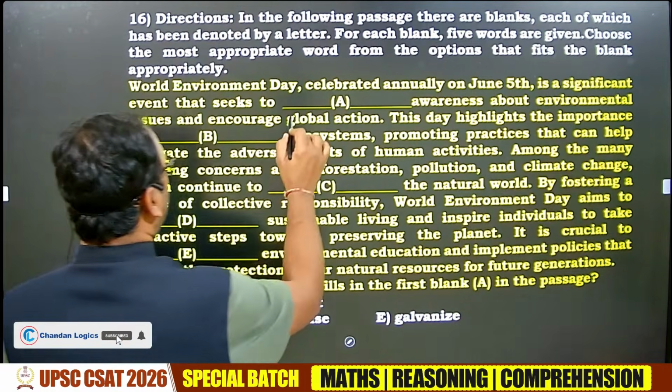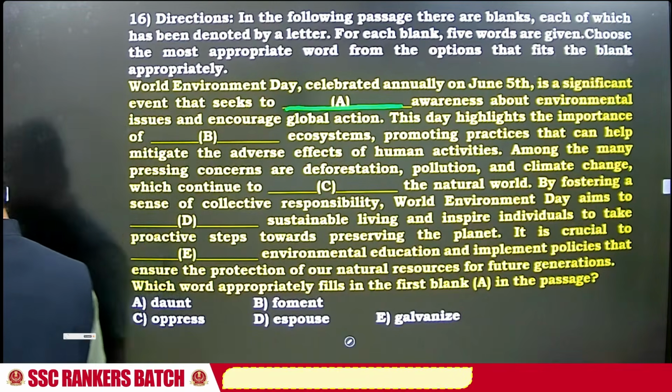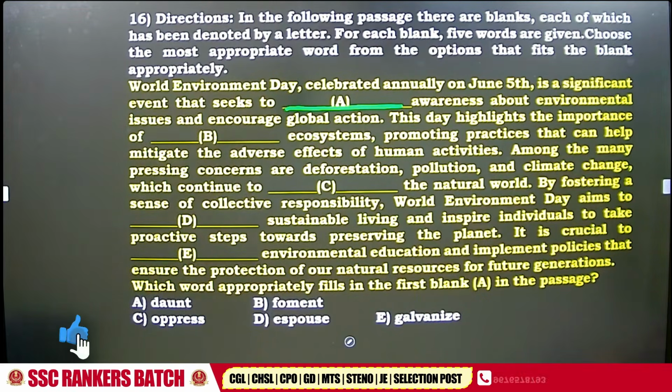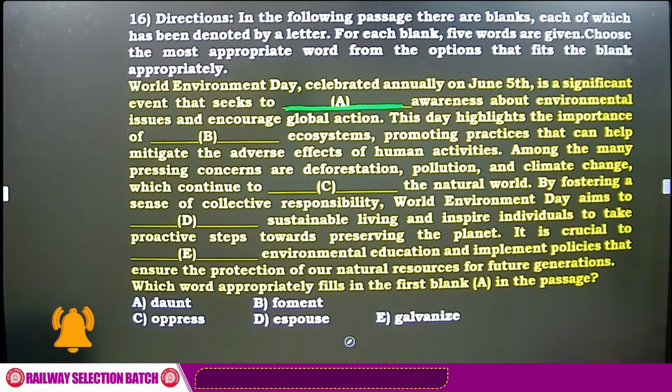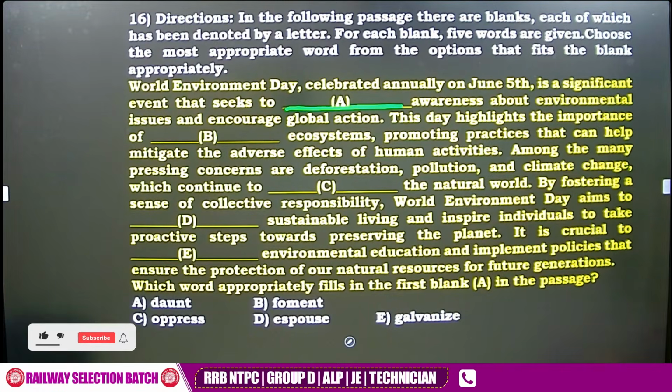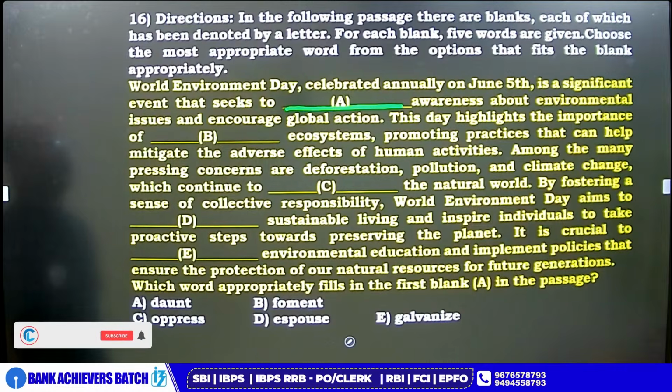So can you answer this A option, guys? I'll give you only 30 seconds time. Anybody answer? Yes. What is the question talking about?